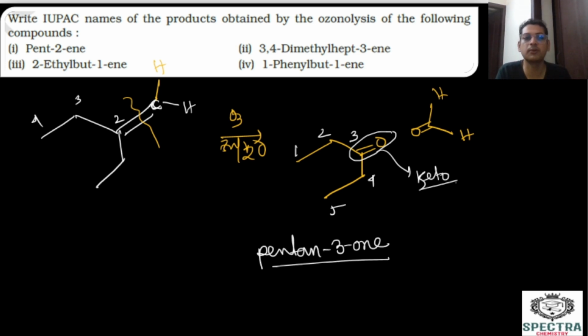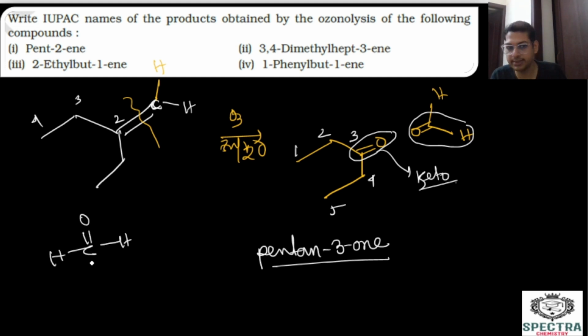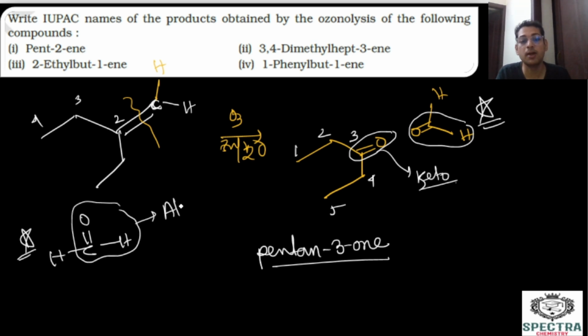But sir, what about this other molecule? It has an aldehyde group. Let me write the molecule again here. The molecule looks like this, and you see, this is your aldehyde group. Always remember, this is not a ketone. This is an aldehyde group, and it has only 1 carbon. So the name of this is methanal.